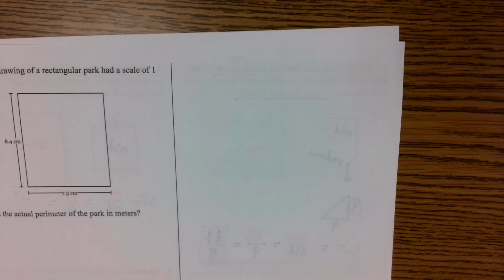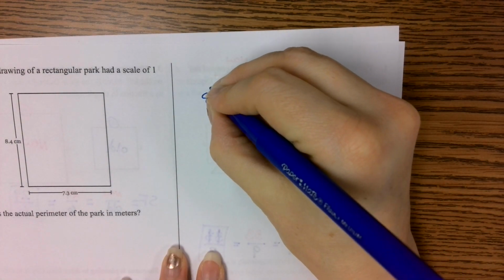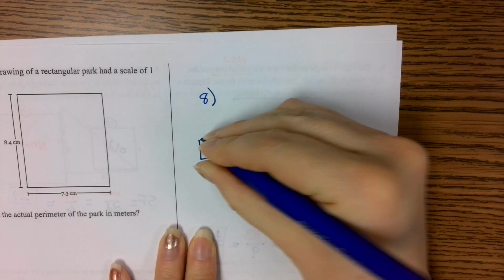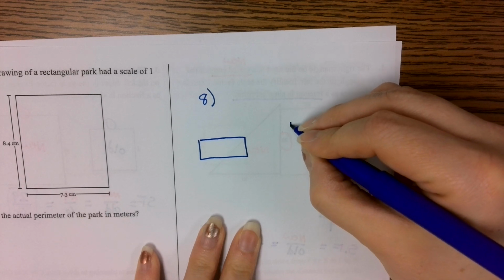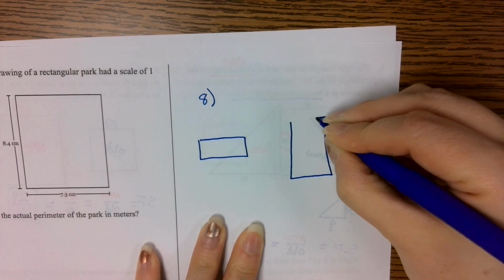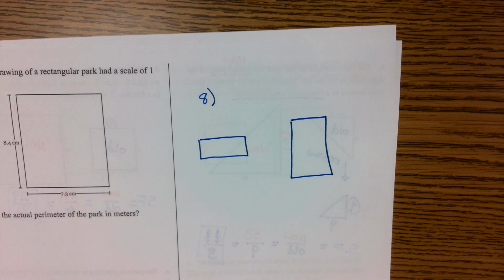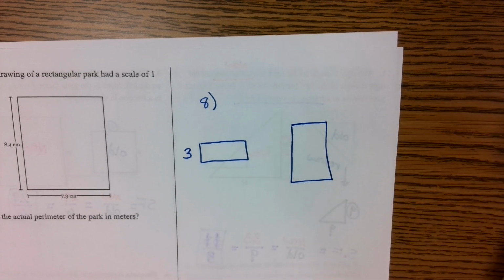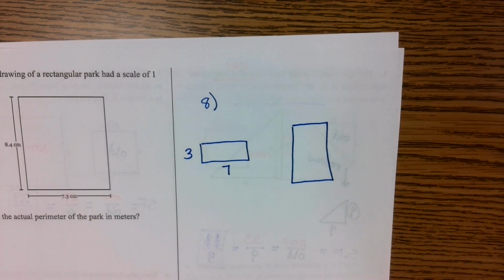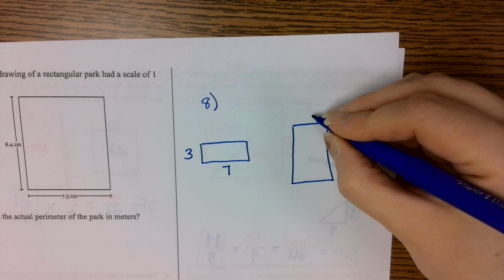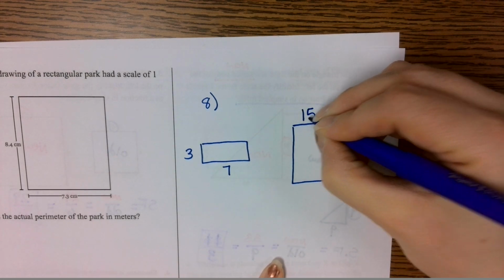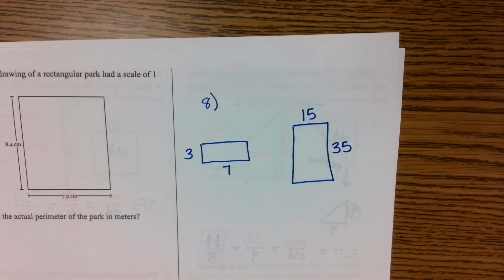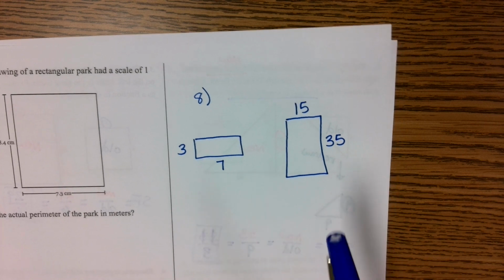And we're going to draw a new problem real quickly. We're going to label it problem number 8. I'm going to have a small and a large rectangle. We're going to label this one 3, and this measurement down here is going to be 7. This measurement is going to be 15, and this measurement is going to be 35. I want to find the scale factor here.